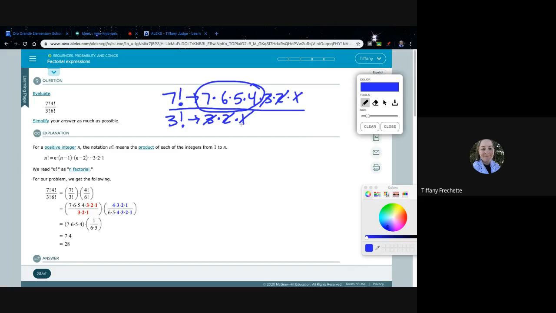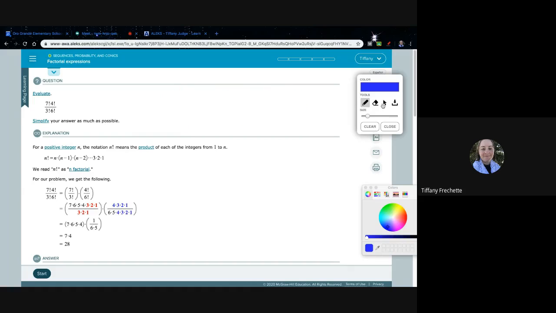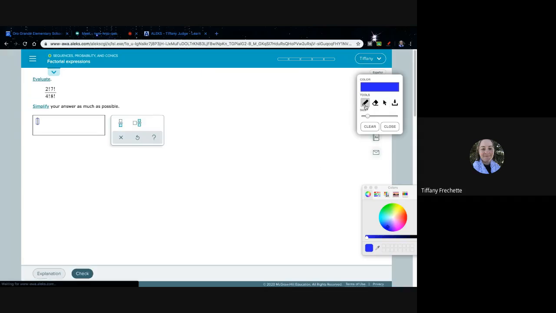Now, can I multiply all across the top and then multiply all across the bottom and then reduce at the end? Yes, but with factorials, you will really, really quickly get very big numbers. So if we reduce first, it does make this a little easier, especially to do without a calculator. All right, so let's go ahead and clear this and give this a try.